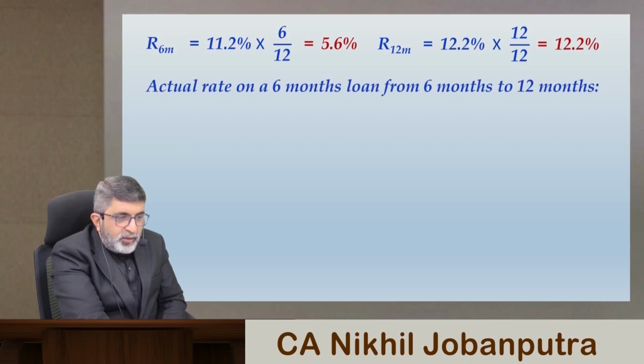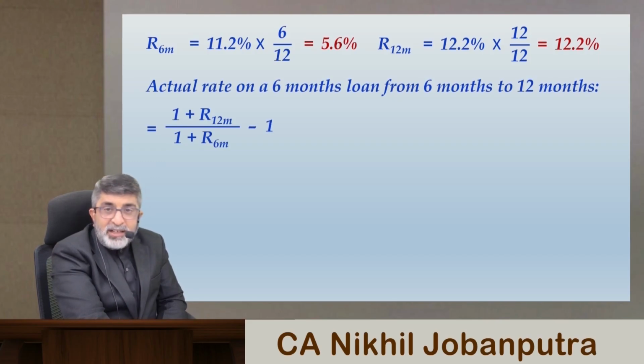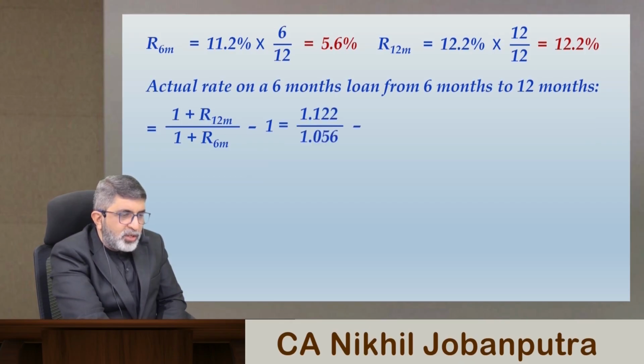Now what we do? We take the factors. So factors will be 1 plus the periodic rate. So bigger factor divided by smaller factor minus 1. So bigger factor 1.122 divided by smaller factor 1.056 minus 1.